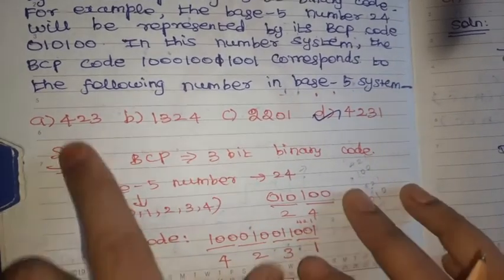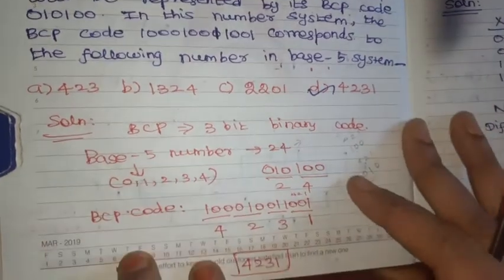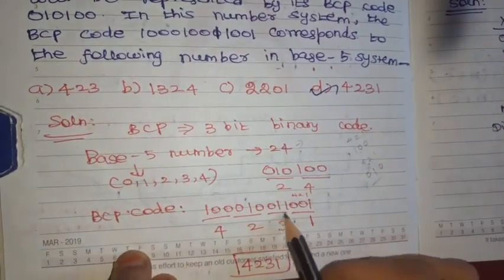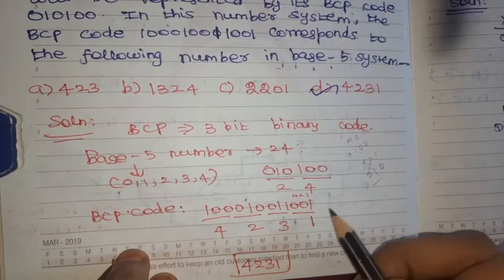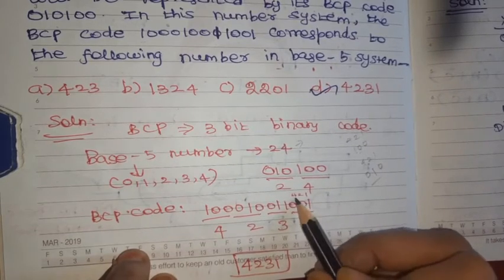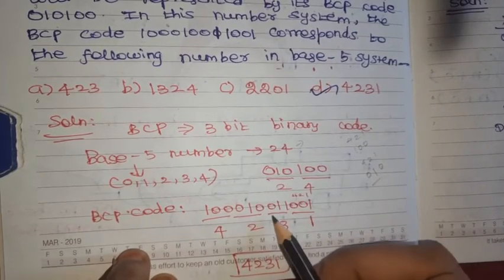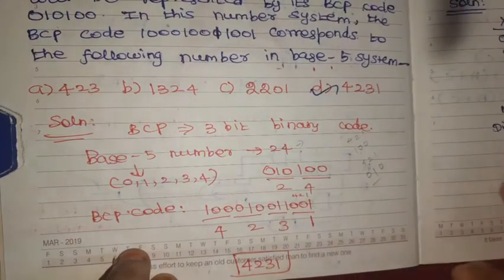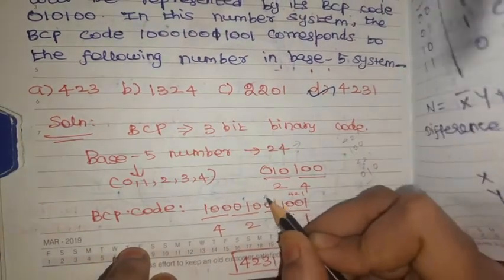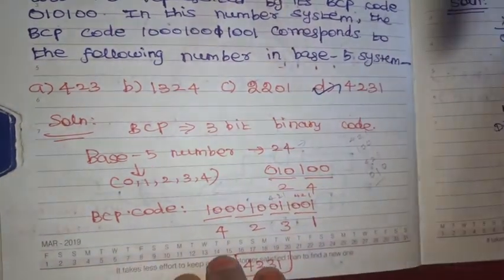So for this BCP code given in the problem, we can separate by 3 digits and then find out the answer. Simple. 0, 0, 1 means 1. Then 0, 0, 0, 0, 1, 1, 0, 1, 1. What we will get?